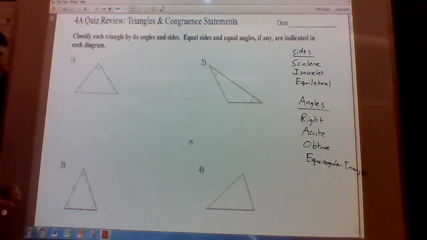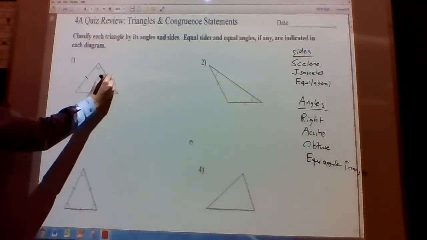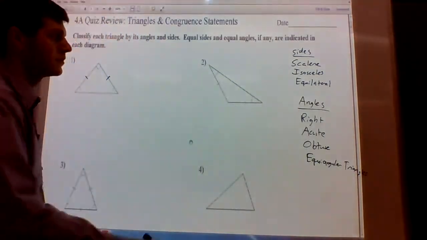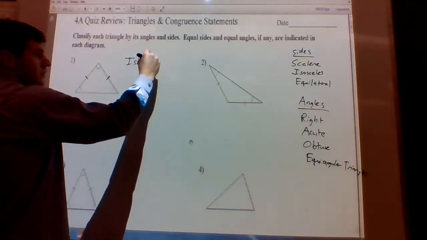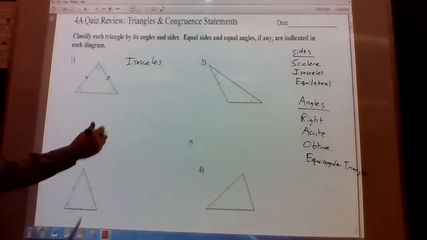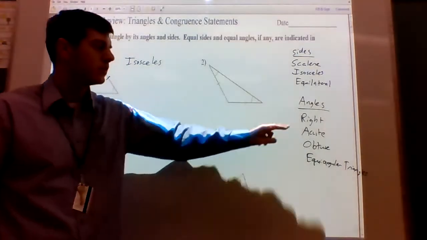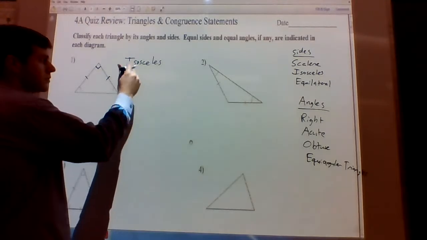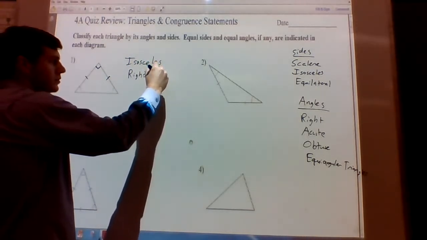So if we look at number 1, we notice we have 2 sides that are congruent. If we start by classifying by sides, isosceles is where we have 2 sides congruent. So number 1, we have an isosceles triangle. We also notice we have a right angle, which makes it a right triangle. The definition of a right triangle is a triangle with a right angle. So it's an isosceles right triangle.